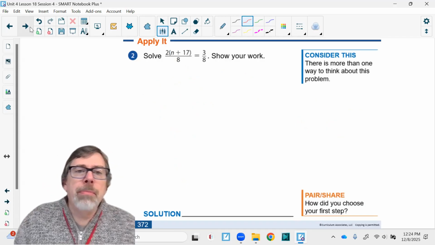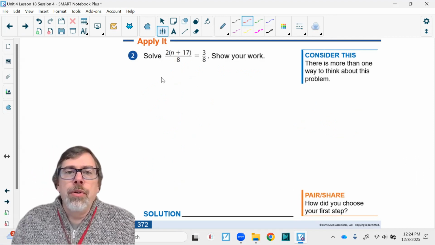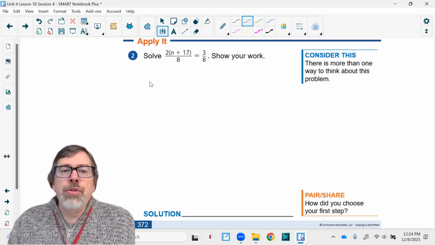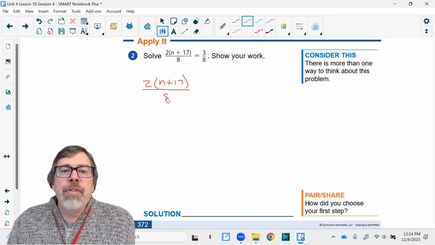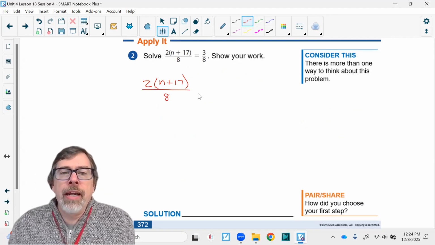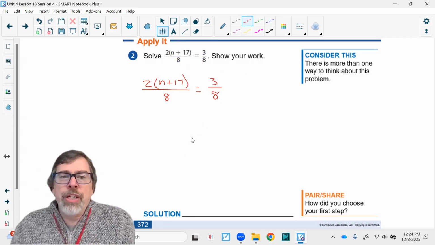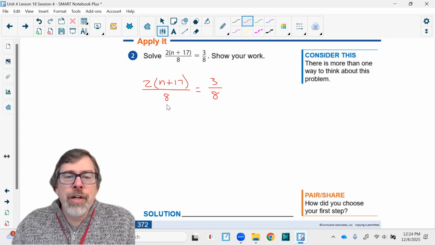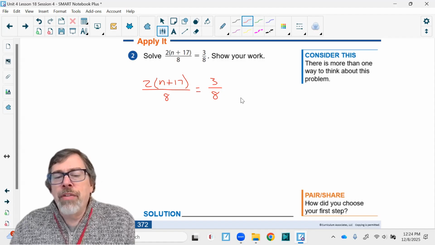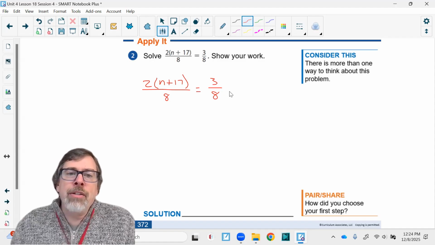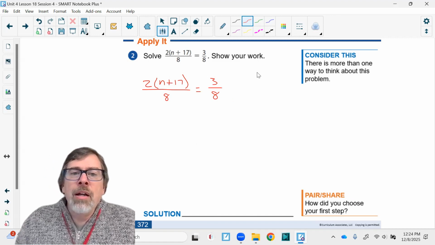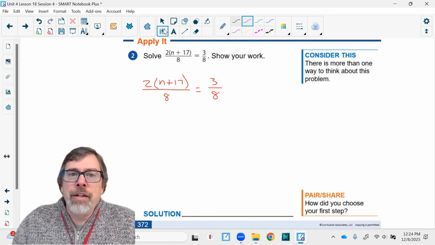All right, next problem. Oh, this is a good one. Okay, 2 times the n plus 17 quantity divided by an 8 equals 3 over 8. Many, many ways we could do this. I could reduce this 2 over 8 to 1 over 4, multiply both sides by 4, get 12 over 8, and so on, and then subtract 17. But watch what I'm going to explain right here.